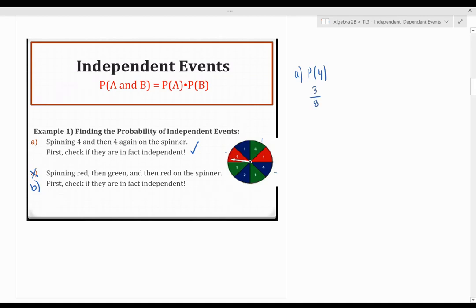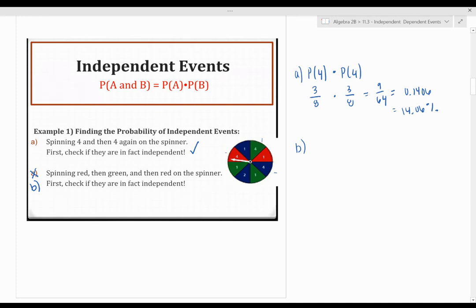And then the chance of the second thing happening is getting another 4. That would also be 3 out of 8. So the chance of both things happening would be 9 out of 64, also known as, I could say, 0.1406. I could also say that that is 14.06%.